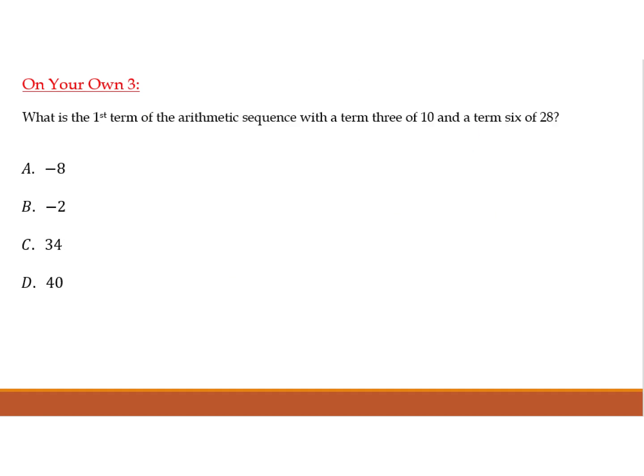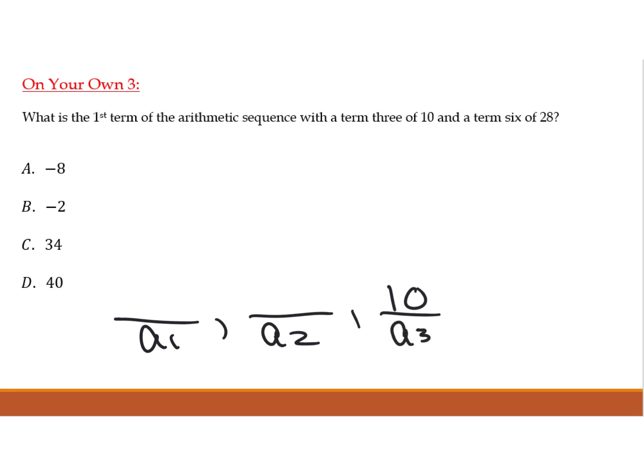All right, on this example, we are asked to find the first term of the arithmetic sequence with a term 3 of 10 and a term 6 of 28. So I'm just going to do some blanks here. The first blank is going to represent a sub 1. Second blank, a sub 2. Third blank, we know it is 10, and that is a sub 3.